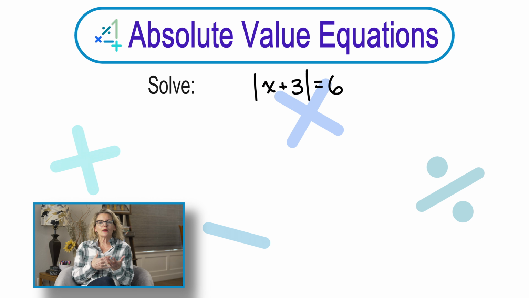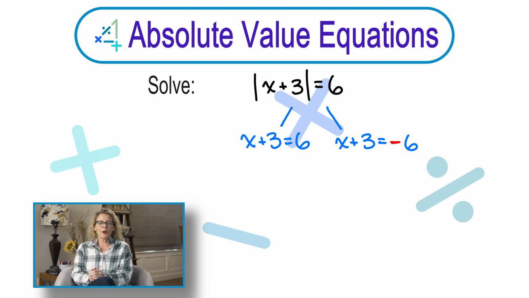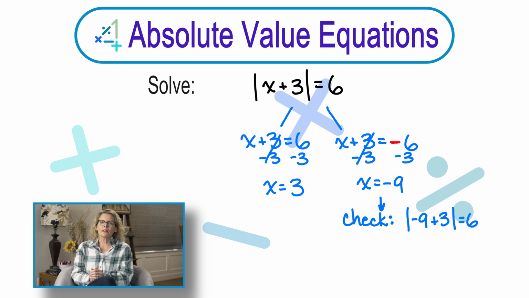I teach that to get rid of the absolute value sign, I branch the equation into 2 separate ones. I know, double the work. But the first branch stays the same as the original. And the second one, I just make the number that was the answer negative. I solve both for an answer of x equals 3 and -9. Notice if I put -9 in for x, I have the absolute value of -9 plus 3, which is the absolute value of -6, which equals 6, so it works.